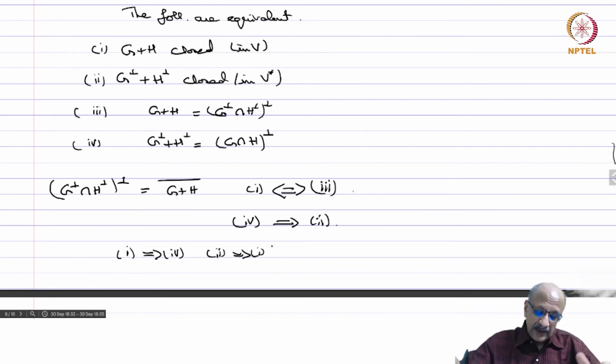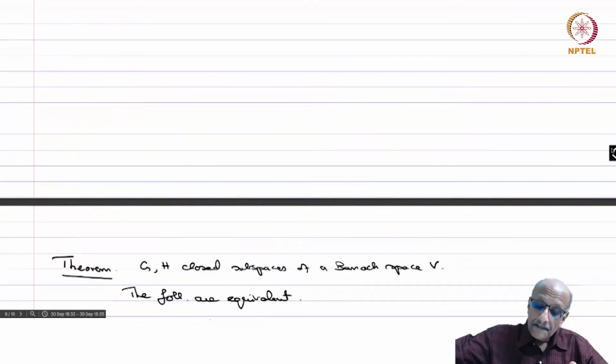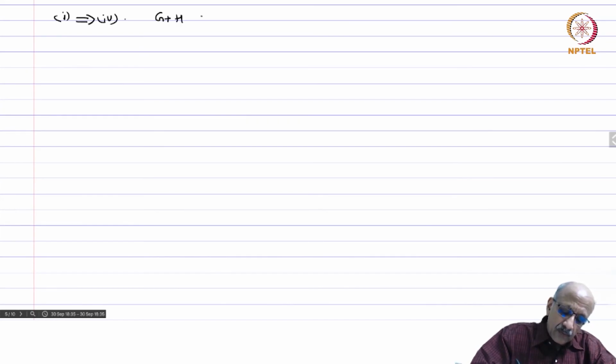Because 1 and 3 are equivalent, 1 implies 4, and 4 implies 2 is just done, and therefore 2 implies 1. If you can do all this, then of course this theorem is proved. So let us prove 1 implies 4. What does 1 say? G plus H is closed. We already know that, we already proved this in a corollary.